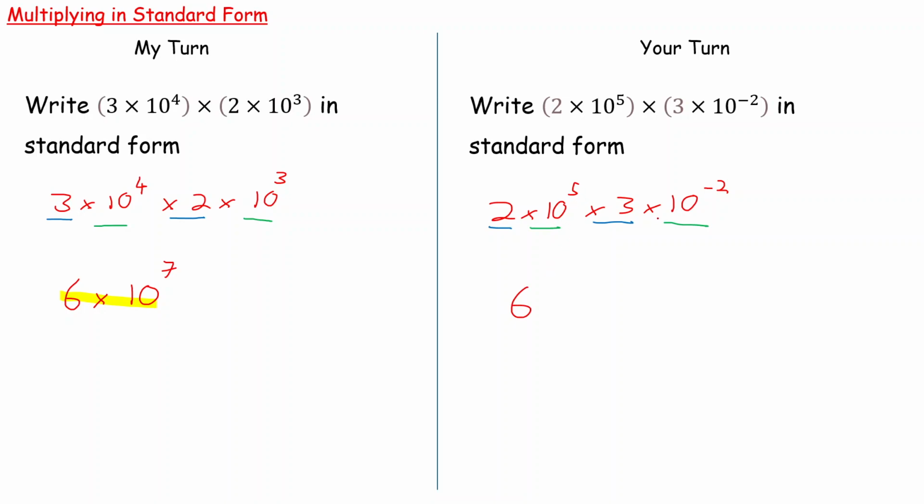10 to the 5 times 10 to the power of negative 2. Again, you've got the same base, which is 10, which is really good. So you're adding the powers because you're timesing. So what's 5 add negative 2? It just means 5 take away 2, which is equal to 3. So it's going to be times 10 to the power of 3. And that is your answer for your turn. Okay, and just double check, is your first number between 1 and 10? Yes, it is. Timesing it by 10 to some positive power or some whole number power, that is fine.